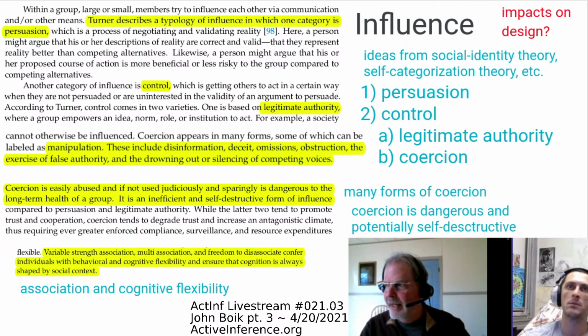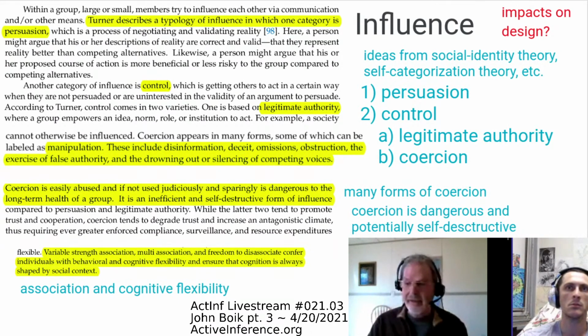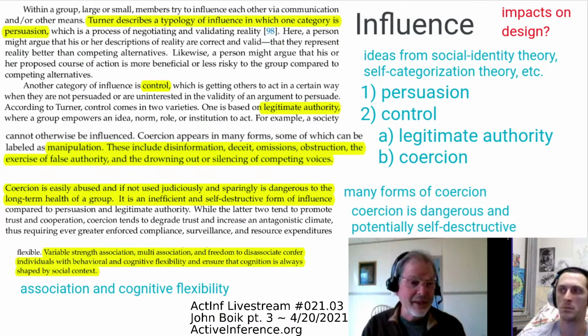And Turner makes the point that coercion, all of these forms of coercion, is easily abused and very dangerous to a society, because it tends to reduce trust in societal institutions. It tends to reduce the long-term health of the group. It can be destructive in the sense that coercion breeds resentment to being forced to behave in a certain way. And it can reduce trust and reduce cooperation, and it increases an antagonistic climate. And that means that the group that's doing the coercion has to use even more energy and more resources to make the coercion even more severe, so that they can get the individuals to behave in the way they want.